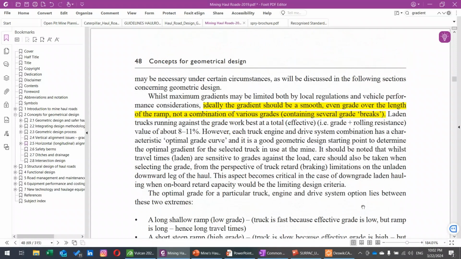optimum grade. I want to draw your attention to this phrase saying that ideally the gradient should be a smooth, even grade over the length of the ramp, not a combination of various grades containing several grade breaks. In the next video, I will show you an example which has this problem and how to reveal it and make annotations to show these variations in different software.